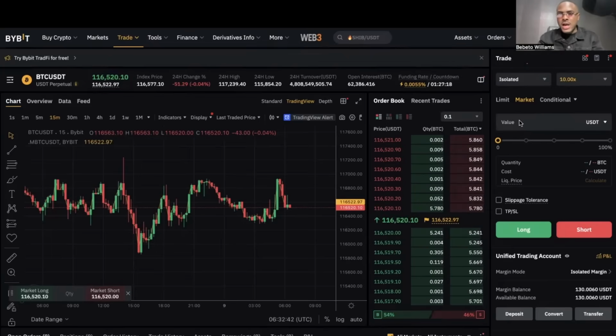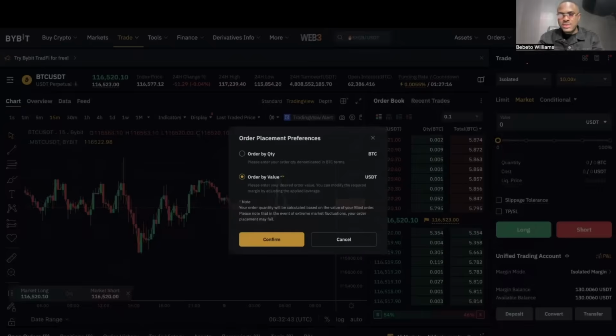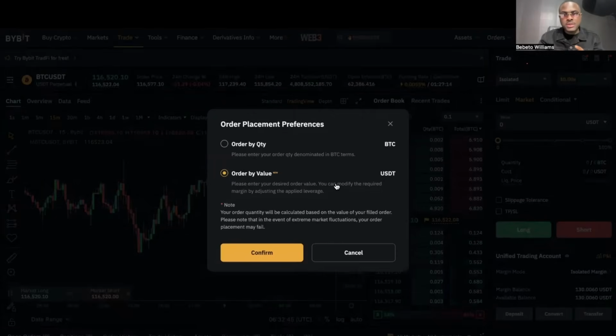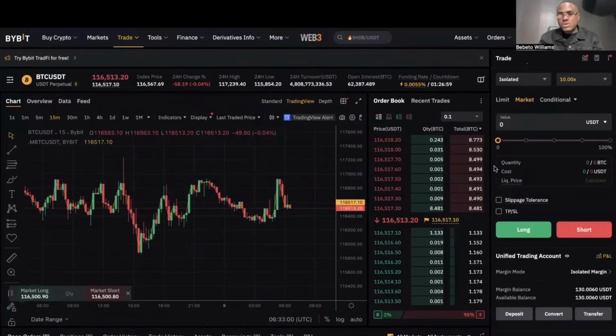So now that we're in market execution, I will choose order by value. There are two ways you can place your trade. There are two orders for you to choose, either order by quantity or order by value. So I'm going to use order by value and I click on confirm.